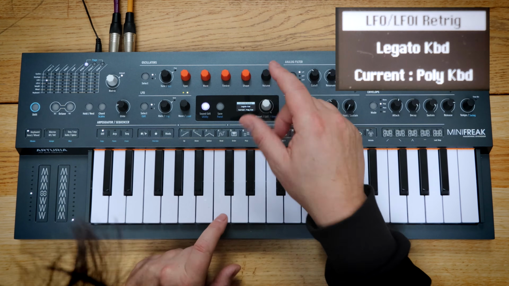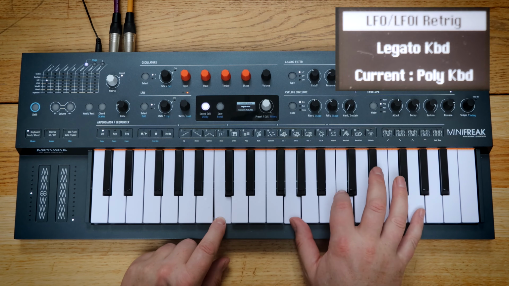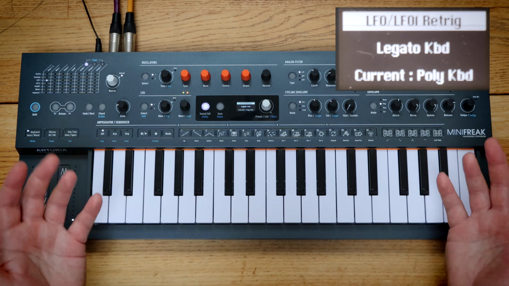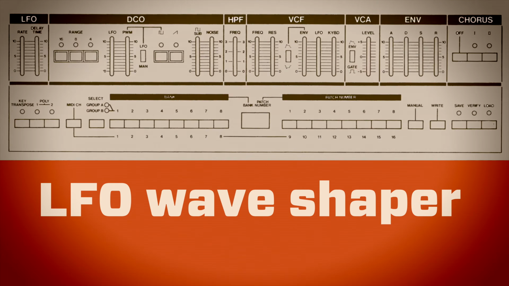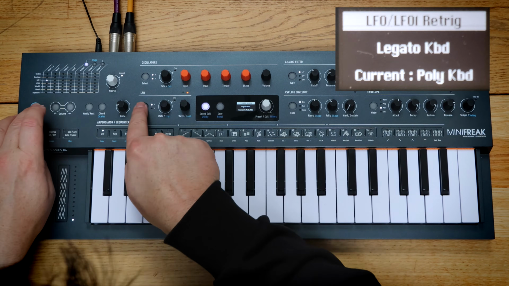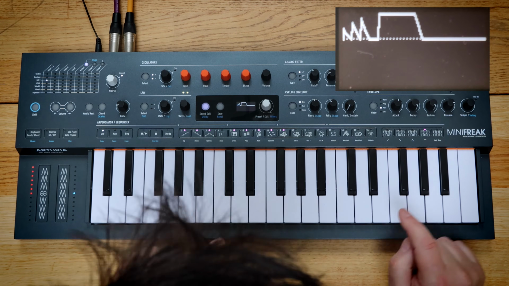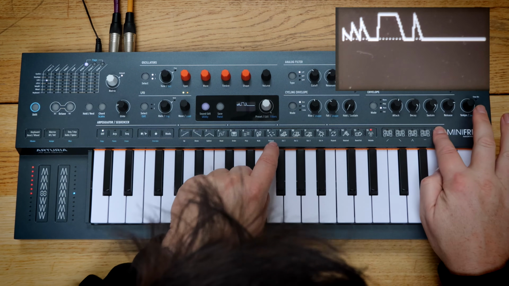And they are poly LFOs, so we can have a different LFO on every key. And then we do have the Waveshaper on it as well. So let's shift and edit. And we've got this Waveshaper. So let's go to last step 8, last step 8.